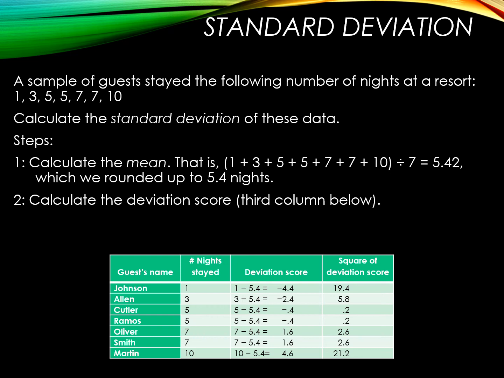So after that, we get all those numbers. So we get negative 4.4 to 4.6. That's the range as well right there so far. And then we're going to square those. So we're going to say 4.4 squared equals 19.4. So 4.4 times 4.4 equals 19.4. And then negative 0.4 times negative 0.4 equals 0.2. So we're going to get a whole range of different answers there, right?